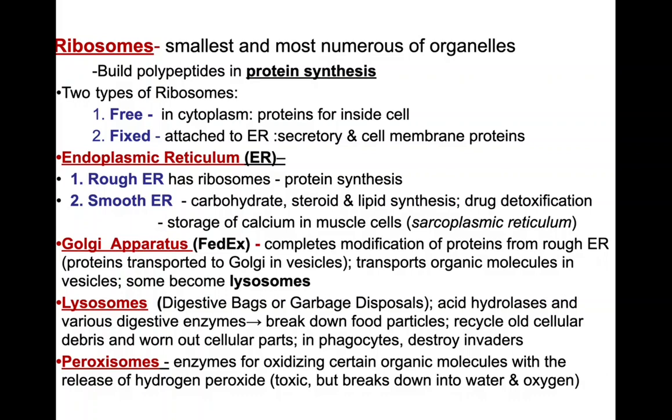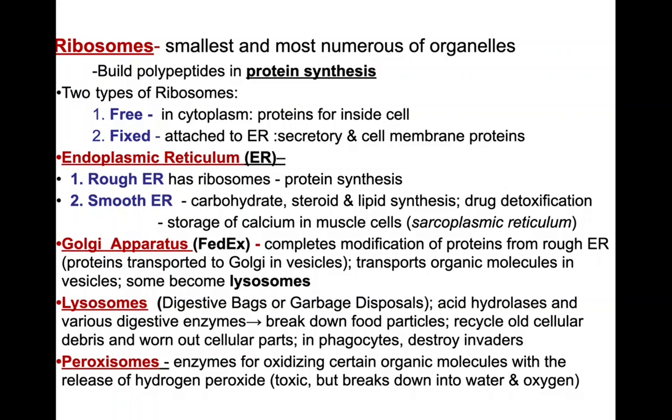The endoplasmic reticulum is a membrane network inside the cell. Rough ER has ribosomes on the surface, more involved with protein synthesis, where the smooth ER does not have ribosomes on the surface. It's more involved with carbohydrate, steroid, and lipid synthesis. It is also important for drug detoxification. So one of the ways that a person will build a tolerance to a drug is they will proliferate more smooth ER in the liver cells. They can store calcium in muscle cells. We call it the sarcoplasmic reticulum there.